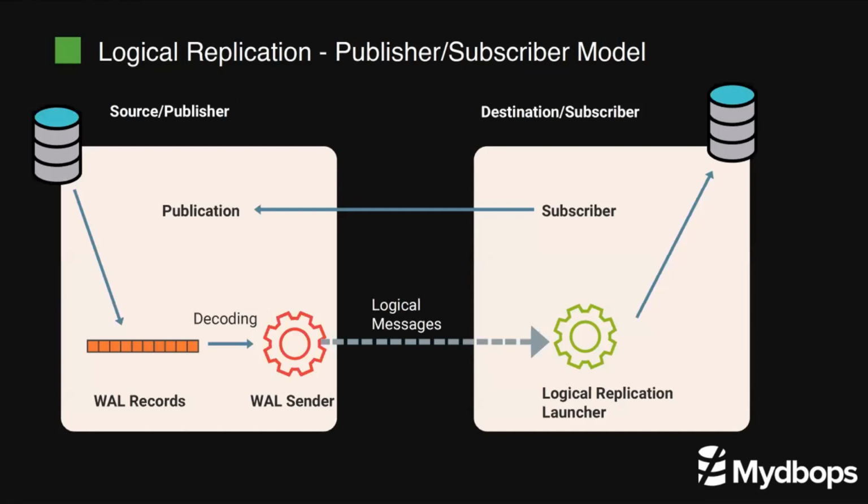It is mostly similar to streaming replication. The only difference is that the WAL sender will decode the WAL file and send logical messages to the replicas, instead of the WAL byte-level changes or block-level changes, we can say. That is one of the changes in this architecture.